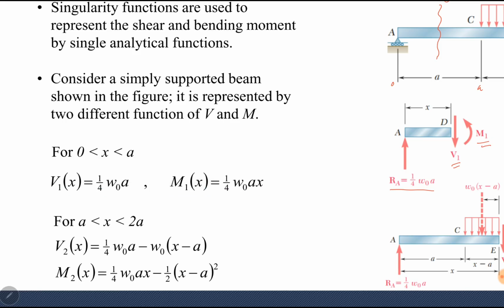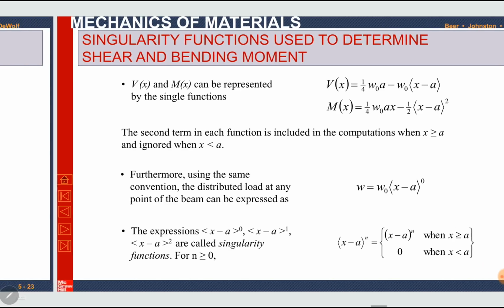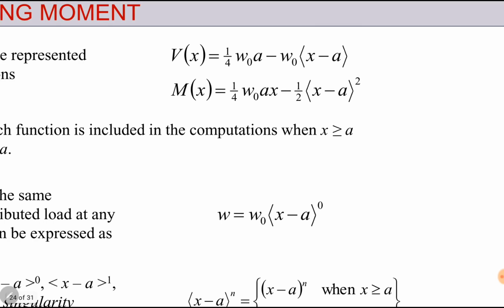Now if we see the difference between V1 and V2, this second term is the difference between these two shear forces. Similarly, between M1 and M2, this second term is the difference. The first terms are the same. Now we write a single expression for shear force and bending moment using these expressions of V2 and M2, but the second term has been written in terms of Macaulay brackets. If the second term is 0, the expression of V is equal to V1. If the second term is not 0, the expression of V is equal to V2. Similarly, if the second term is 0, the expression of moment will be M1. If the second term is not 0, the expression of moment will be equal to M2.